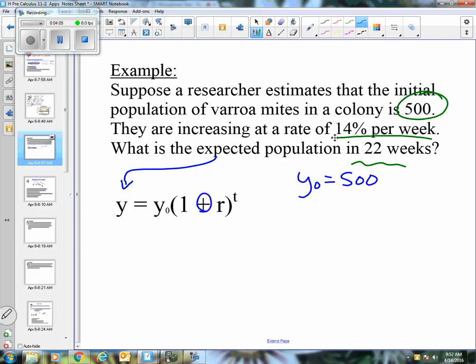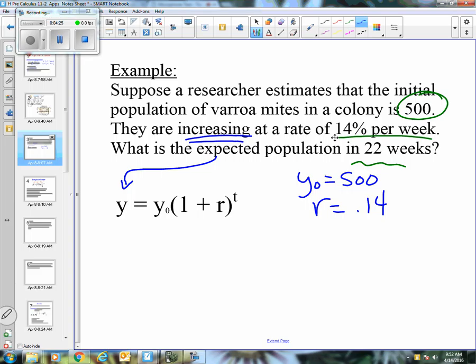Well, this is growing, it's increasing, so I have to be adding to that rate. If my rate was just a 1, if I didn't have this at all, and my base was just a 1, what would happen to my population? Well, nothing. It would stay constant. If I multiply by 1, it'd be 100% of what it always was. But I'm adding something to it because it's growing. So my interest rate being 14% per week, I would say 0.14.